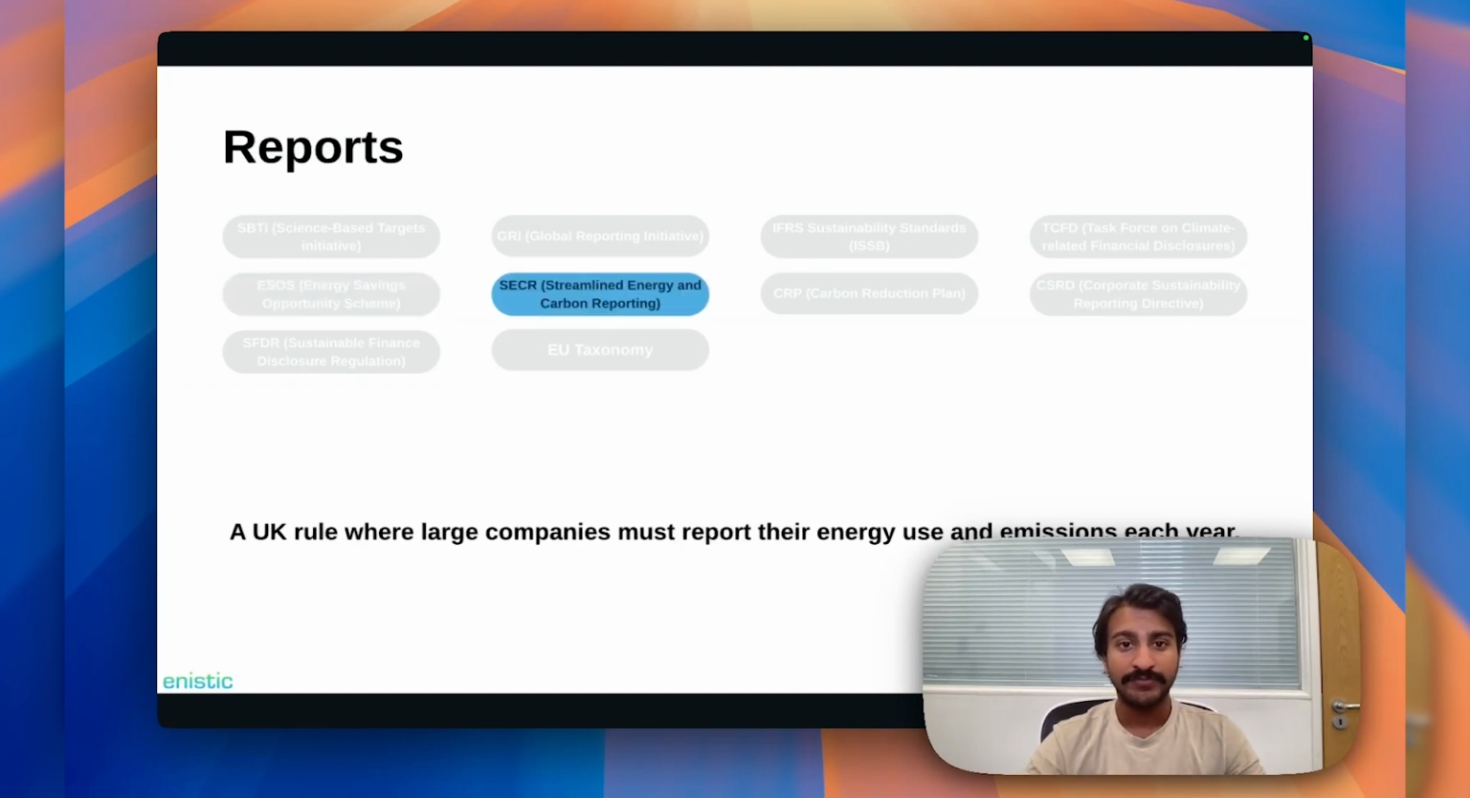The SECR, the Streamlined Energy and Carbon Reporting, is another UK regulation that requires companies to disclose their energy use and carbon emissions in their annual reports. It's designed to drive accountability and encourage emissions reduction.